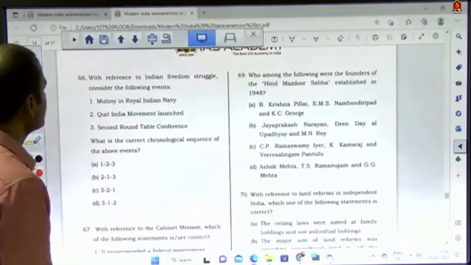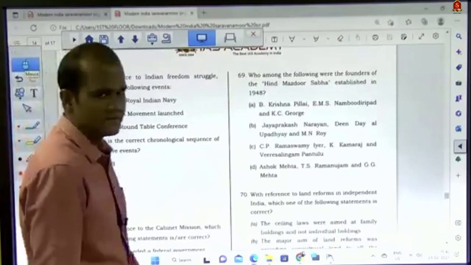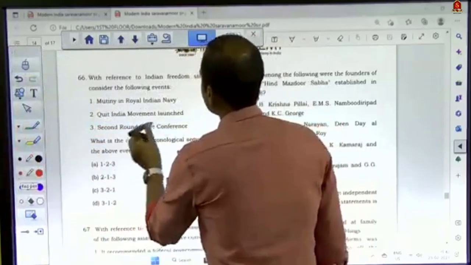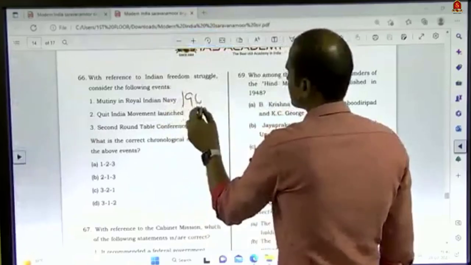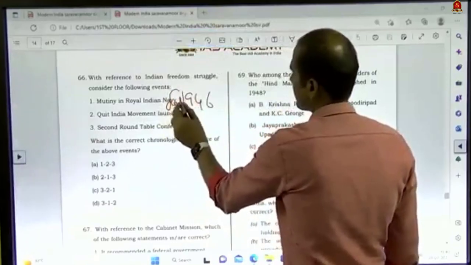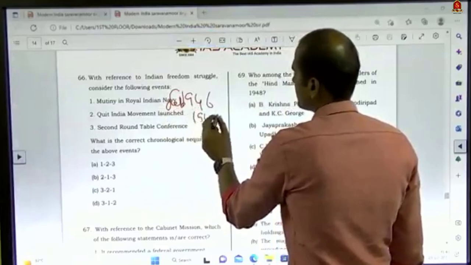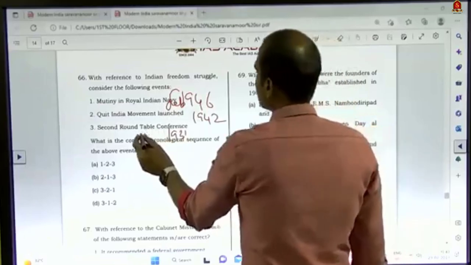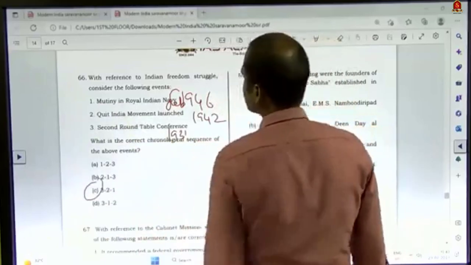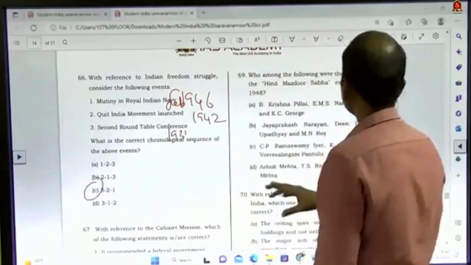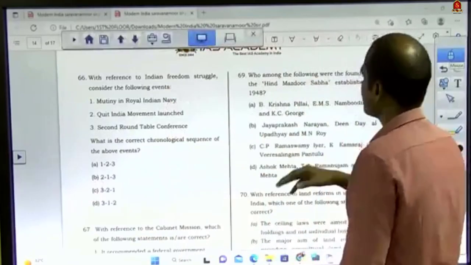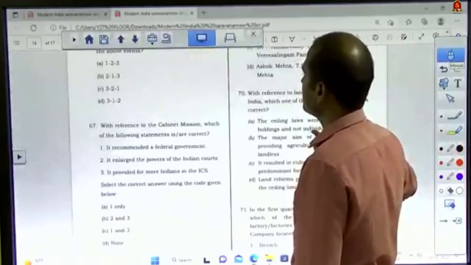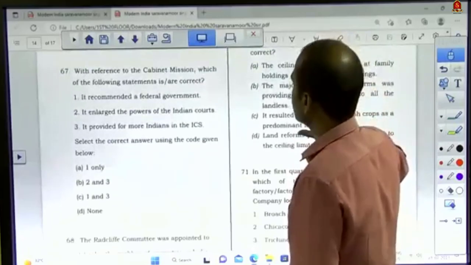Next, 66. With reference to the Indian freedom struggle, consider the following: Mutiny of the Royal Indian Navy 1946, Quit India Movement 1942, Roundtable Conference 1931. The answer is 3, 2, 1. So it is better to write the year so that it is very easy, and accordingly you can easily manage it and will not get any problem with this.